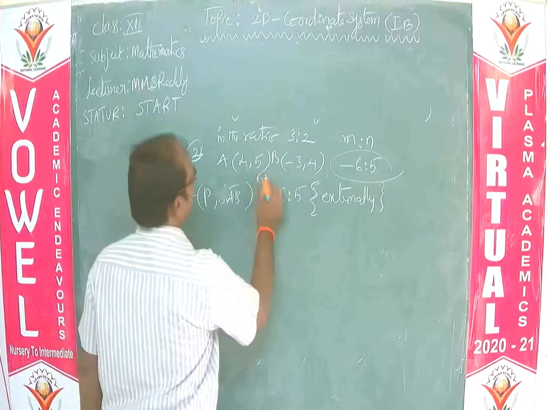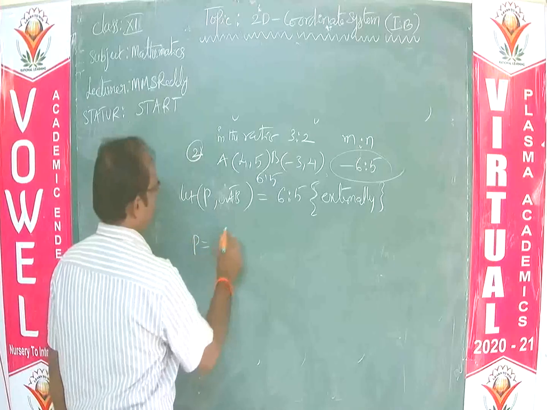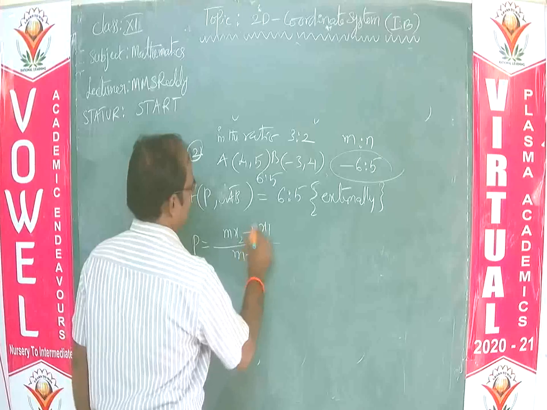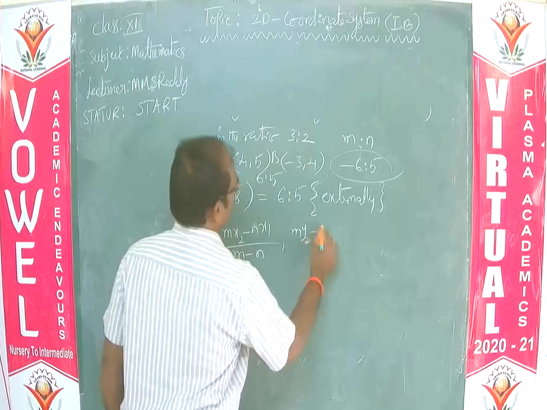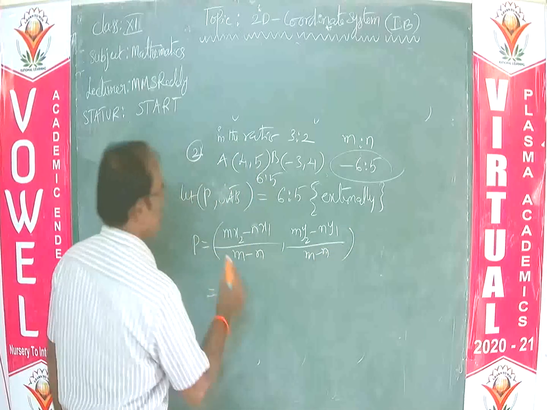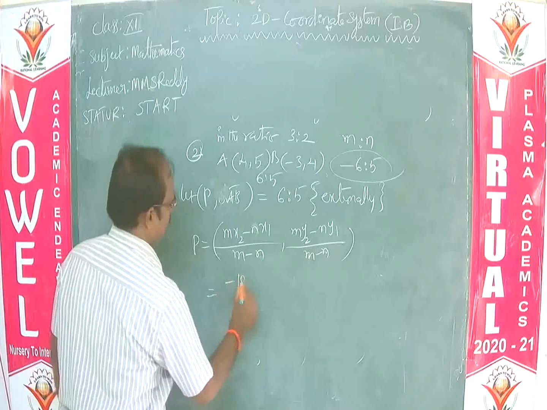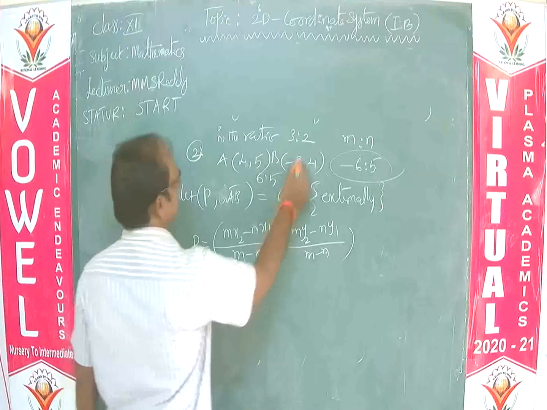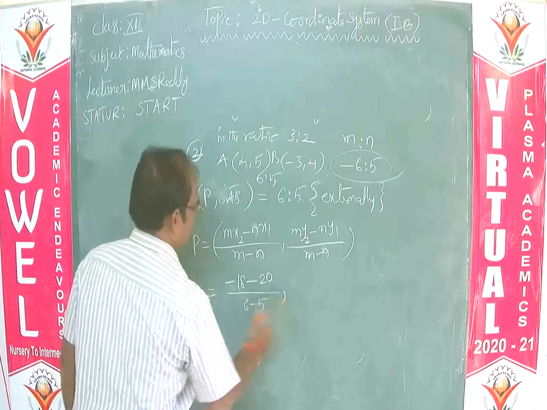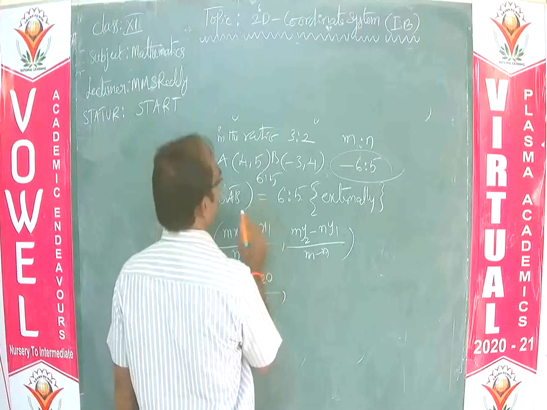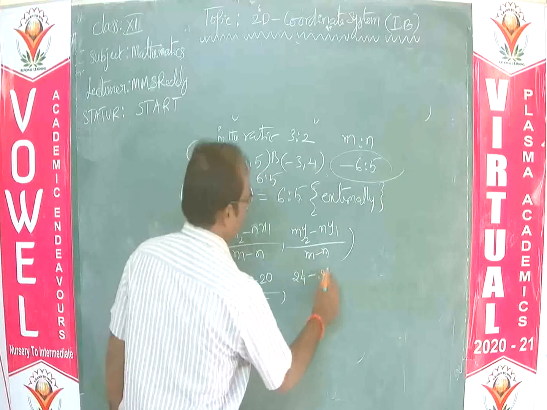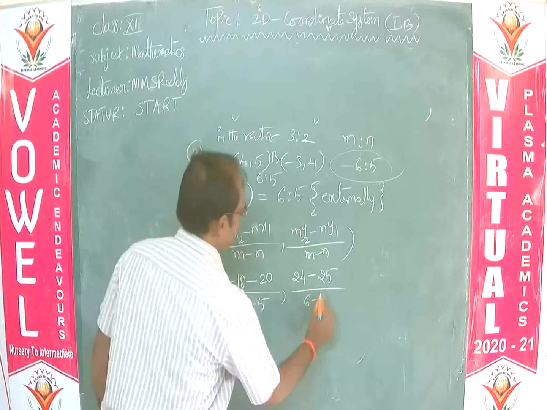So the coordinates of the point P are equal to (mx2 minus nx1) by (m minus n), (my2 minus ny1) by (m minus n), that is equal to mx2, 6 into minus 3, minus nx1, 5 into 4, by m minus n, 6 minus 5; my2, 6 into 4 is 24, ny1, 5 into 5, by m minus n, 6 minus 5.